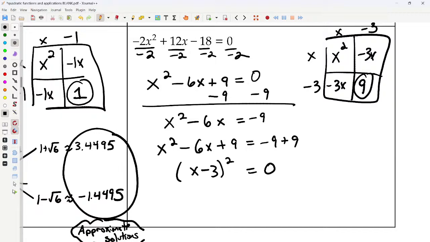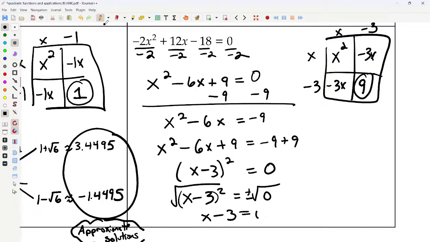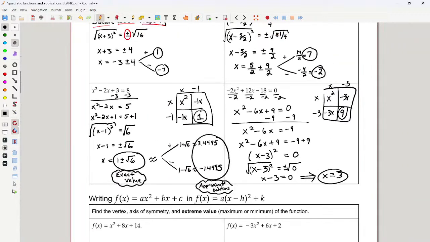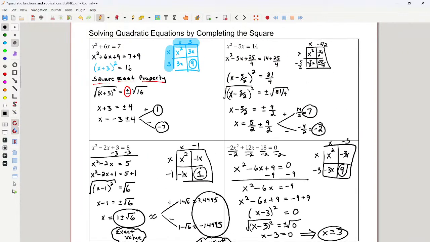Take the square root of both sides using the square root property. Boom, boom. We're going to get, actually, what are we going to get on the right-hand side? What's the square root of 0? 0. And is there such thing as positive -0? No, there's just 0. So here, we're just going to get one solution. We're just going to say x minus 3 is 0, which therefore, adding 3 to both sides, x is 3. And we're done. Yay, completing the square, right?